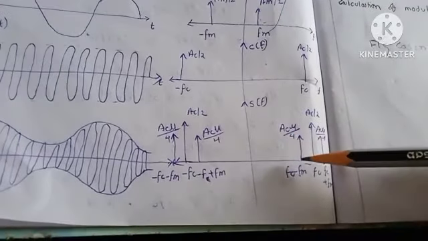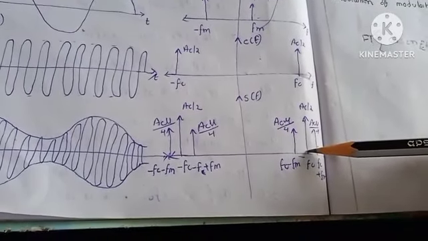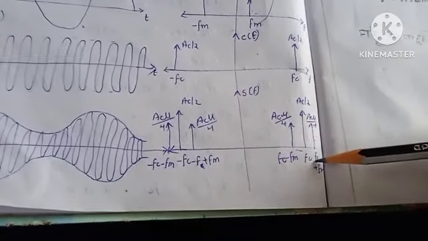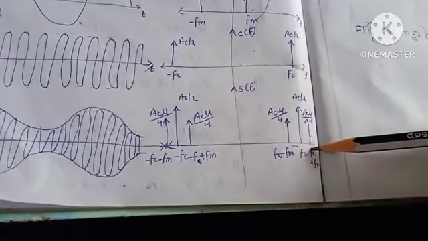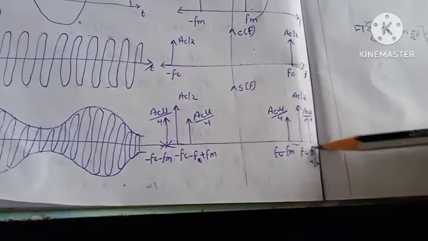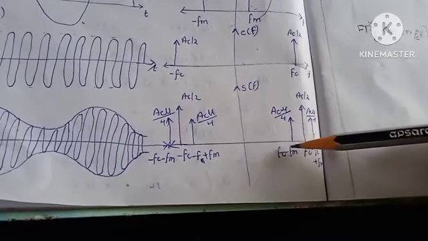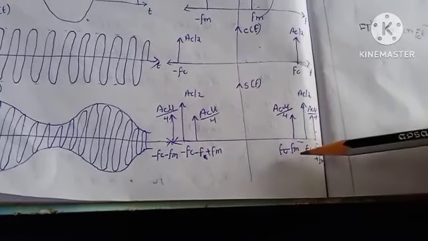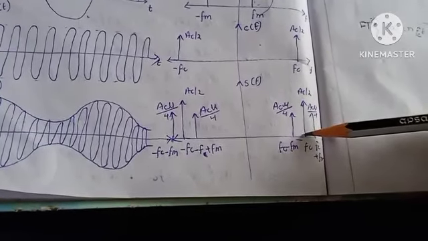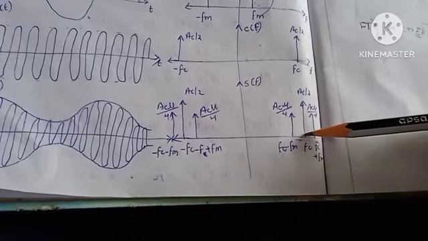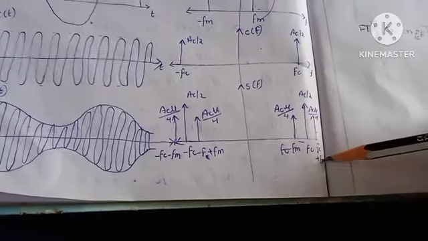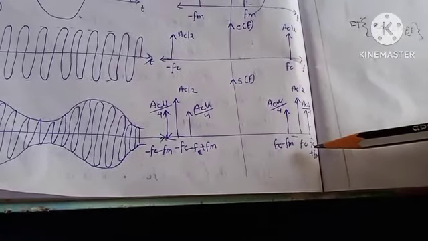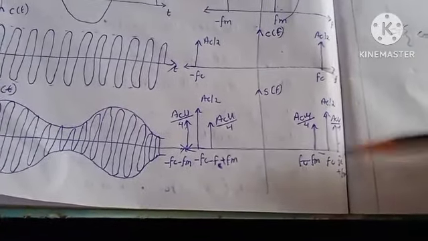Here we have three components. One is the carrier frequency component fc, and the second one is fc plus fm, which is the upper sideband frequency component, and the third one is the lower sideband, which is fc minus fm. In these, the carrier does not contain any information, and the upper and lower sidebands carry the information, which is the message signal.